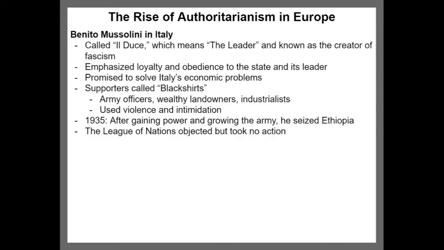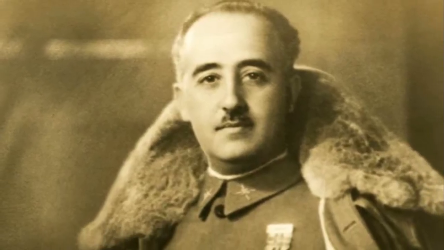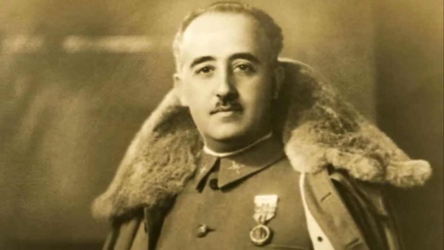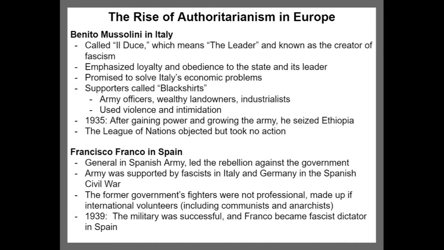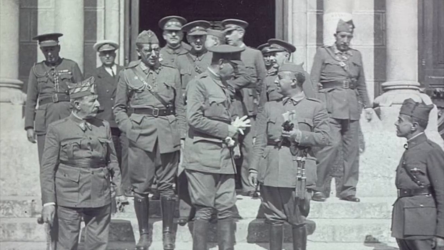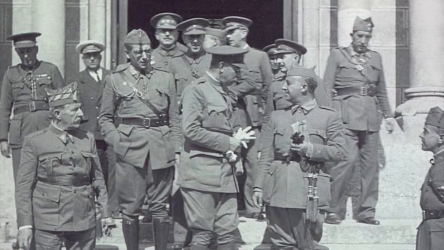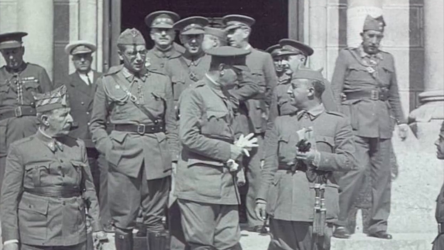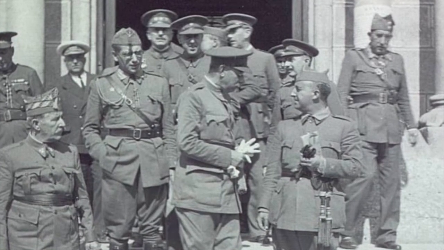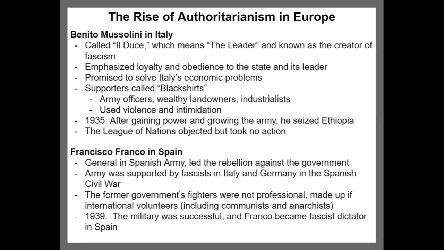Now we look at Spain and Francisco Franco. Unlike Hitler and Mussolini, Franco didn't win over the people, their hearts and minds and all that, but rather won power through a civil war in Spain. Francisco Franco was a general in the Spanish army and led the rebellion against the government. The army was supported by the fascists in both Italy and Germany during the Spanish Civil War.